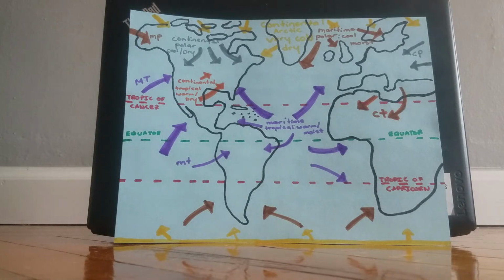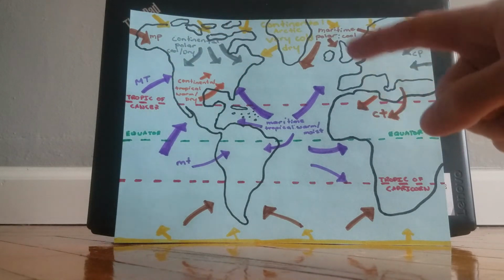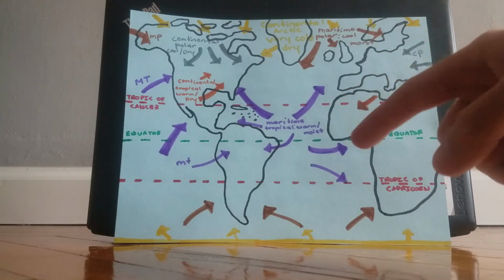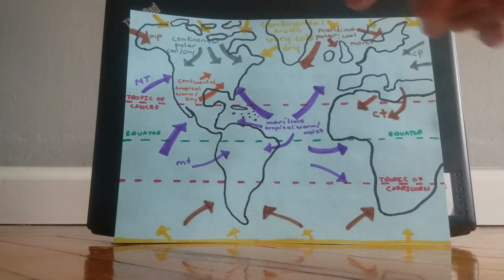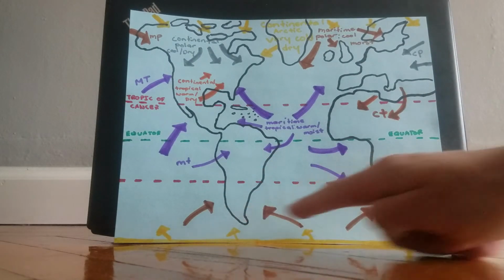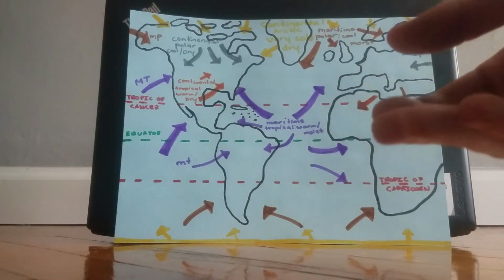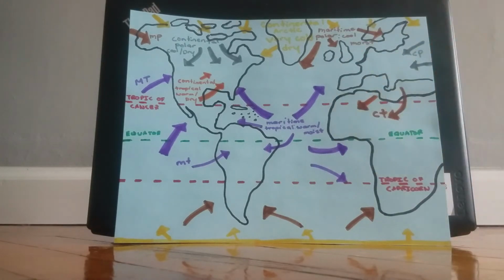Okay, so we've done maritime polar, continental polar, maritime tropical, continental tropical, and you also have Arctic. You can look at Arctic in two different ways. Continental Arctic, which is coming from your Greenland, your Antarctica, okay? These big pieces of land that are in the Arctic, above the Arctic Circle. They're really cold and they're really dry.